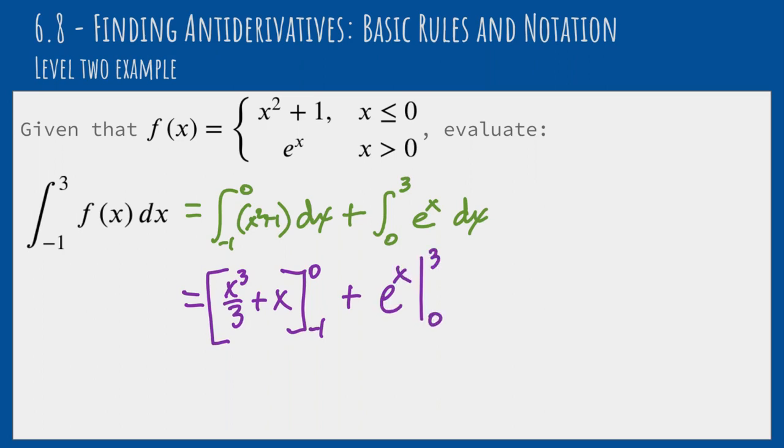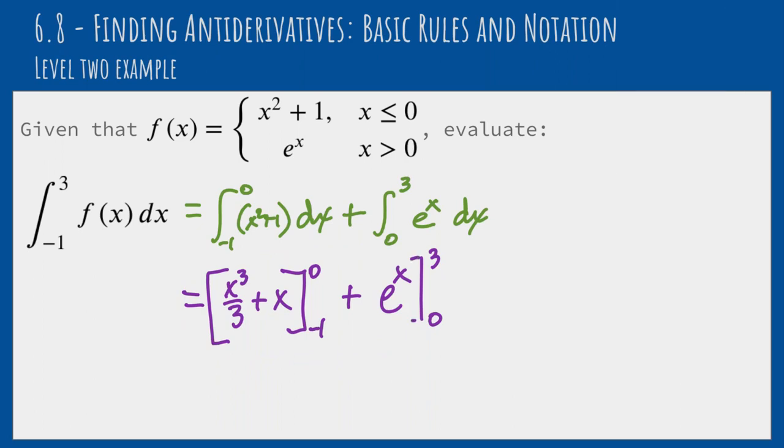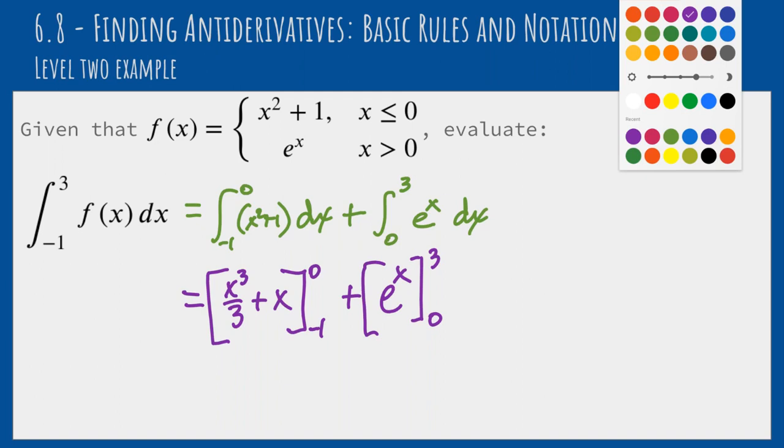Now, this is a problem where the grouping symbols are particularly important because if we're not using them appropriately, it may seem like we're evaluating this entire expression from 0 to 3 instead of just the e to the x. So make sure that your work is clear and there's no ambiguity about what applies to what. In fact, it might even be a good idea to, even though we don't have multiple terms here, use the brackets to make it clear that 0 to 3 only applies to the e to the x.